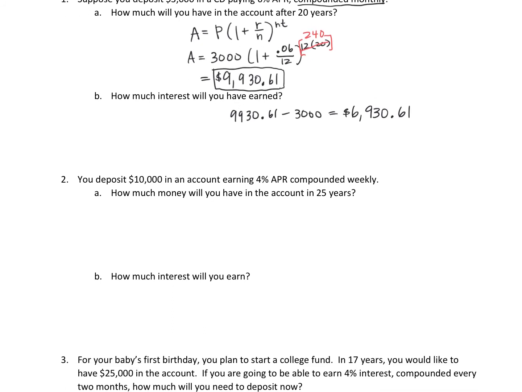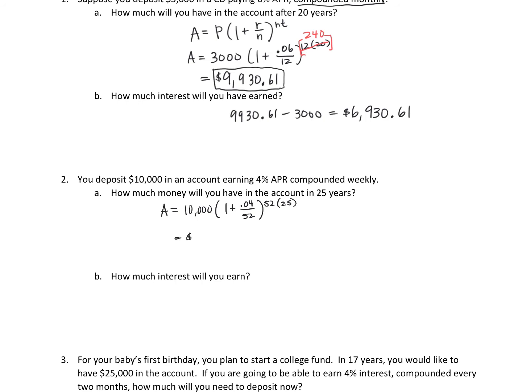In number 2, we're going to deposit $10,000 in an account earning 4% compounded weekly. And so this is going to be worked out the same way as the one above, with just different numbers, right? So we have A equals P, which is $10,000 this time, times 1 plus R, which is 0.04, over N, the number of times it's compounded per year. Weekly, there are 52 weeks in a year, so we'll use 52. And then the exponent will have N, 52, times 25 years. And we're just going to put that in the calculator and see what we get.